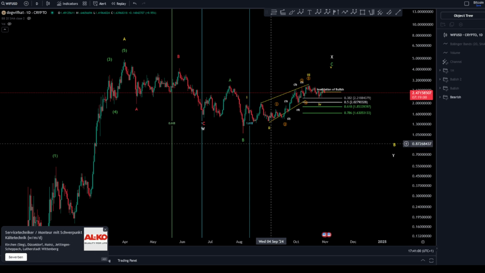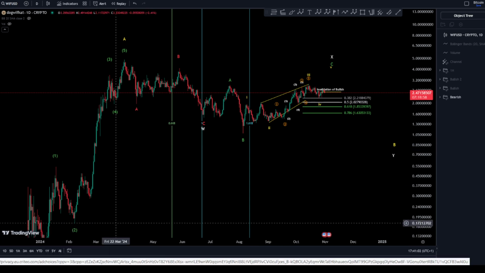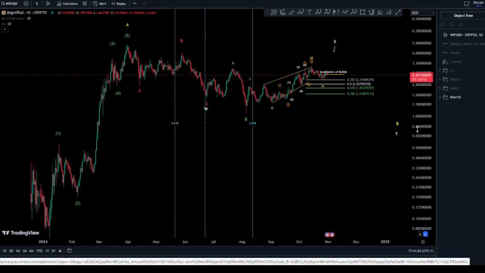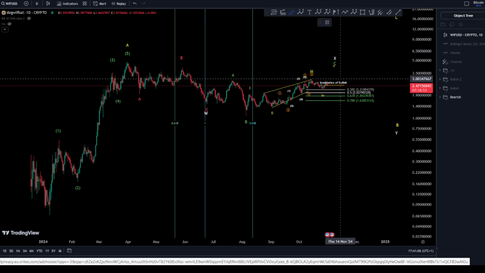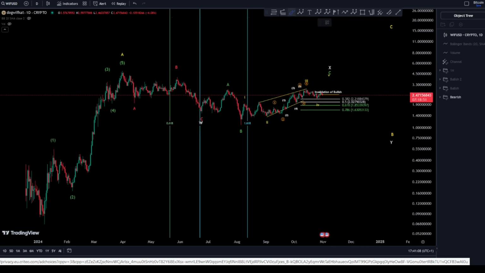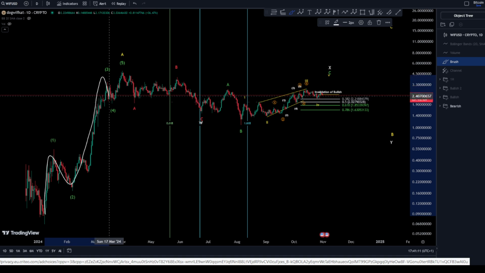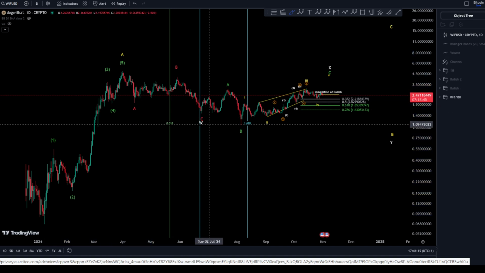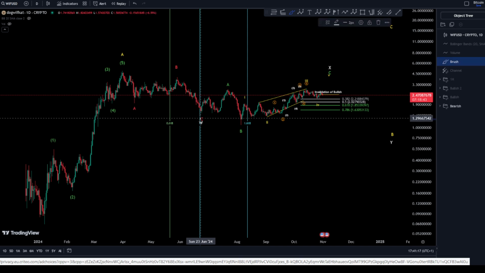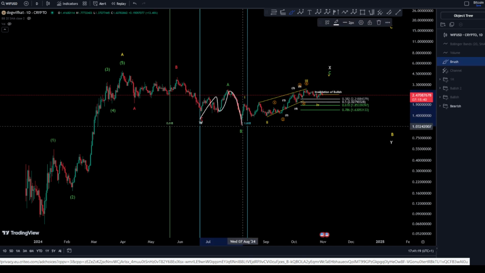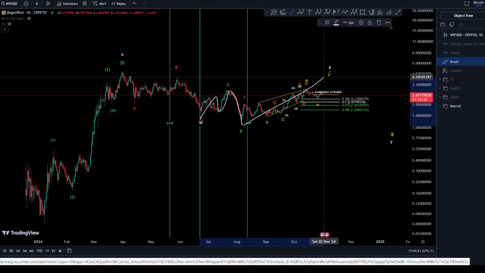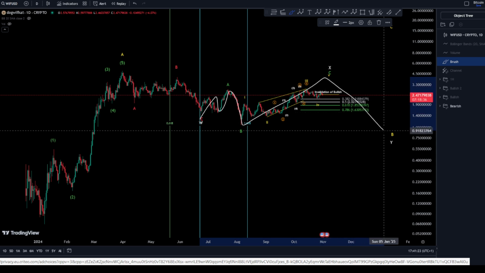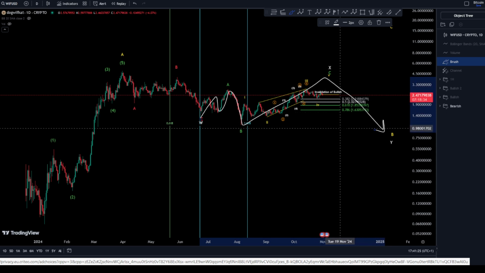So starting with WIF on the daily chart, as we can see, we have an A, B and a C formation towards the upside, of course. And we are looking at a finished 1, 2, 3, 4, 5 impulse for a wave A, and then A, B, C for a potential W, and then A, B, and C potentially for an X, and of course moving down for a wave Y.